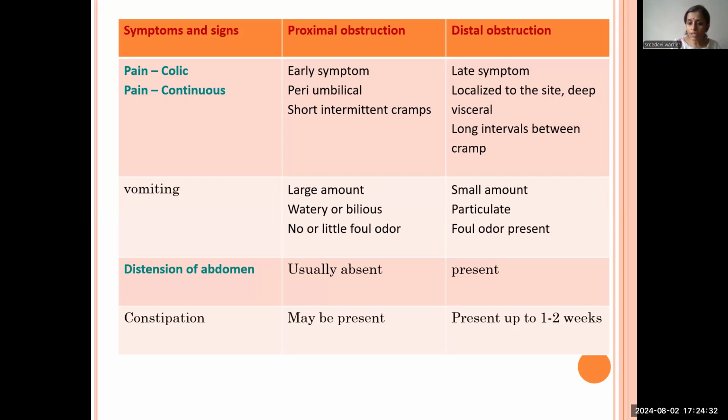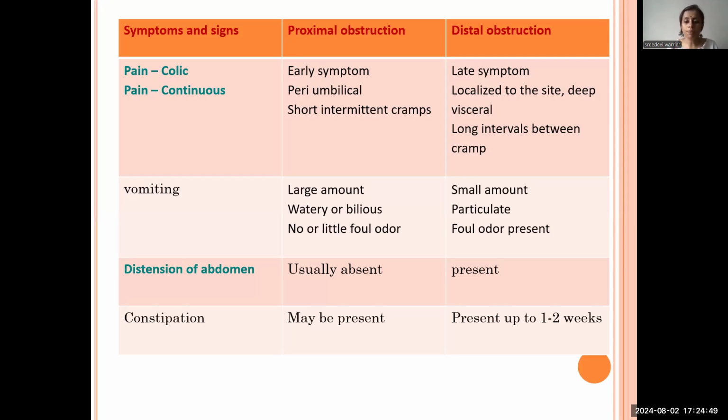And in gastric outlet obstruction, there will be a large amount of vomitus. It's like a wash basin, a fresh block. There is no foul odor, it is more watery. When the block is down, there is a small amount of particulate and foul odor.